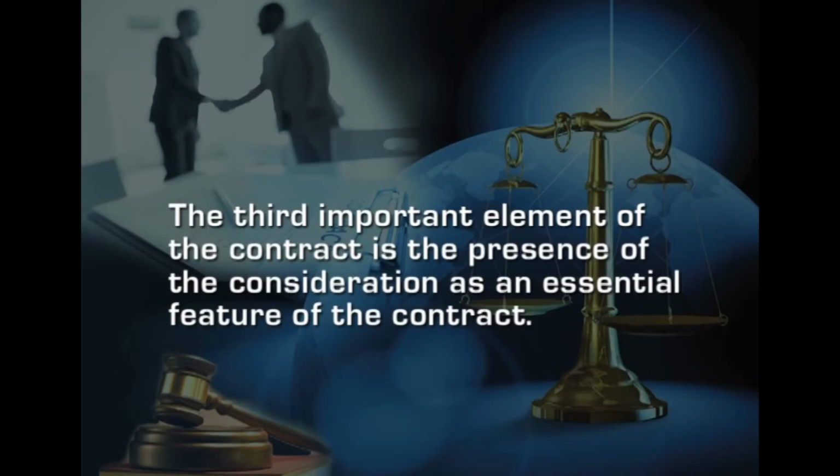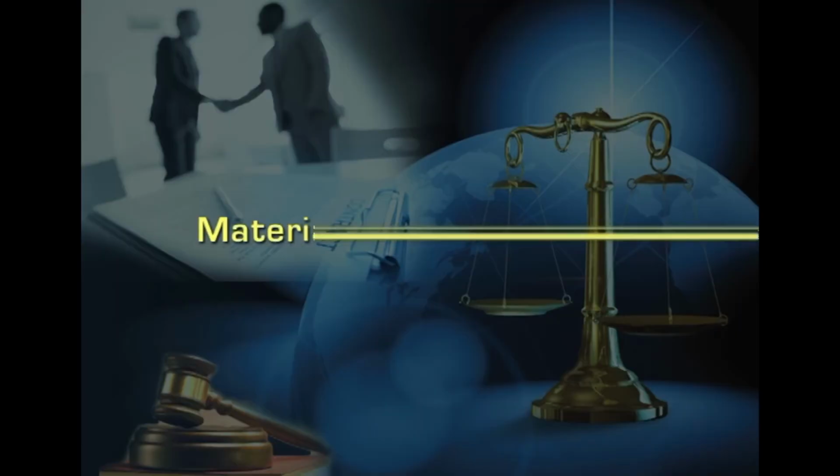there was no contract. The third important element of the contract is the presence of consideration as an essential feature of the contract. While the common law countries perceive consideration as an essential feature, some countries' legal systems, like those of the French, German and Scottish, do not attach similar value to the presence of consideration in a contract.